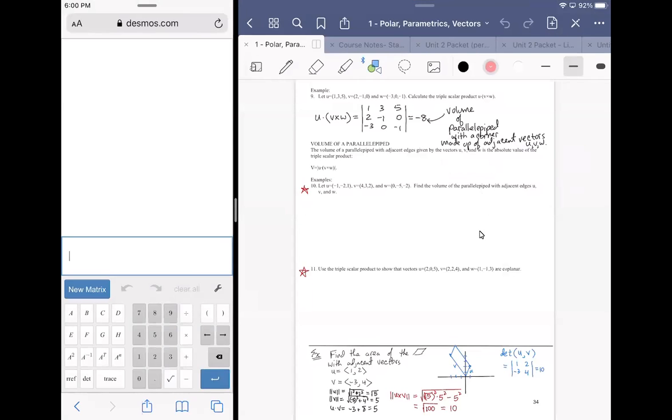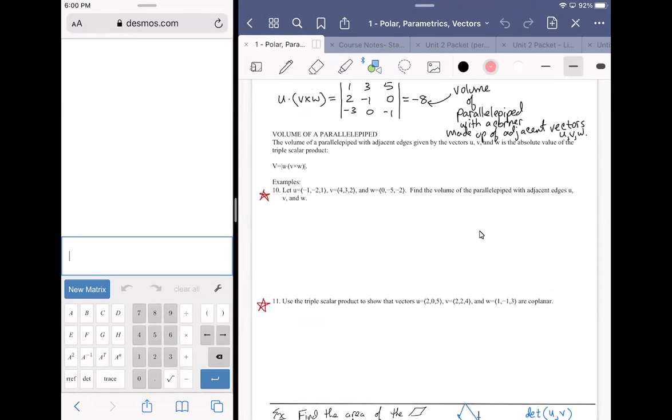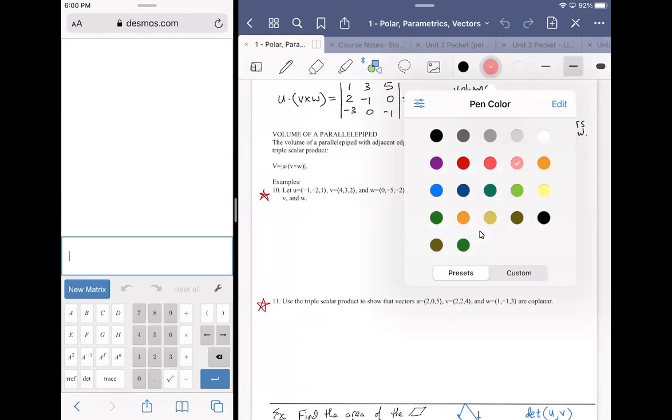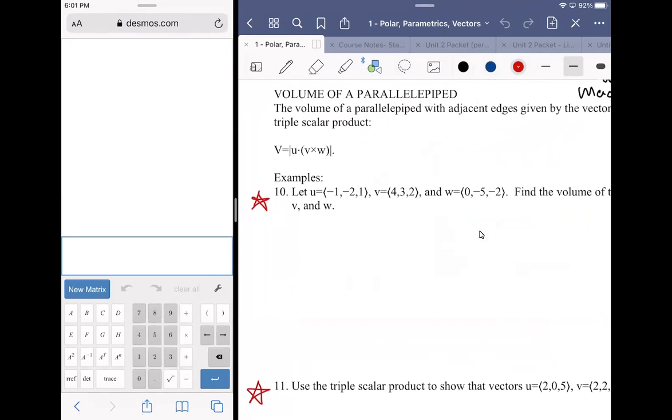We don't want to have to construct the volume, or I'm sorry, construct the parallelepiped in order to find the volume. We want to be able to just come up with that volume forthwith. So what I'm going to do is create my triple scalar product. Right? So we're looking at, let's get the pen tool going here.